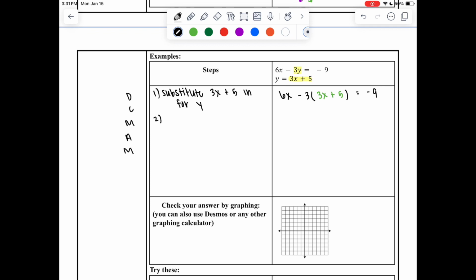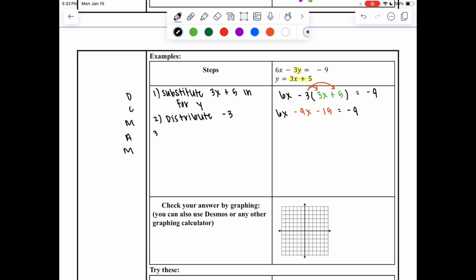I have to continue, so the next steps are all going to come from the same process as before. This time I do have a set of parentheses, so I have to do the distributive property. There's no way around that. What's being distributed is a negative 3. So the 6x gets to come down. I've got negative 3 times 3x, which is negative 9x. And then negative 3 times 5 is negative 15. So the equals negative 9 just gets copied down on the right.